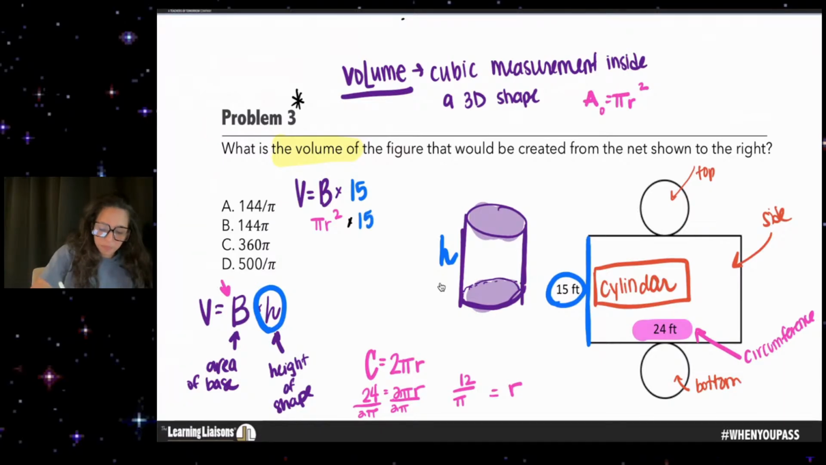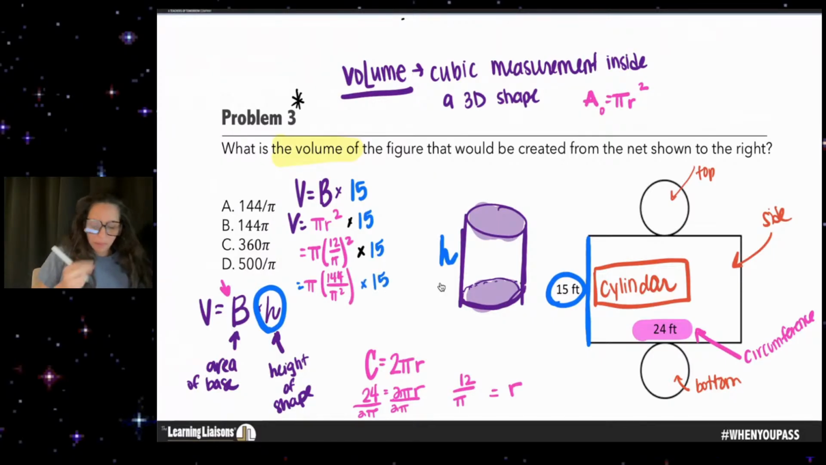Are you following me? So volume equals pi times (12 divided by pi) squared times 15. 12 divided by pi squared creates 12 times 12 is 144. Pi times pi is pi squared, times 15. This pi can cancel with one of these pi's. So I have 144 times 15 divided by pi.